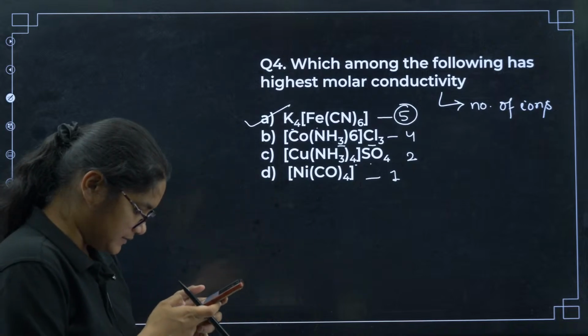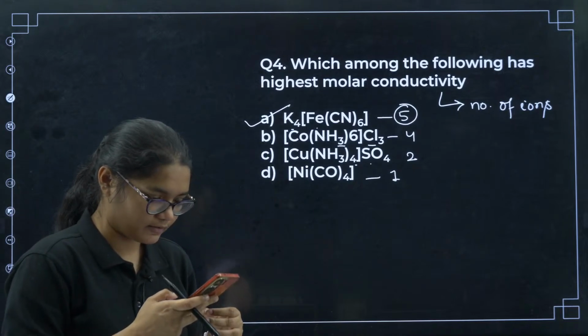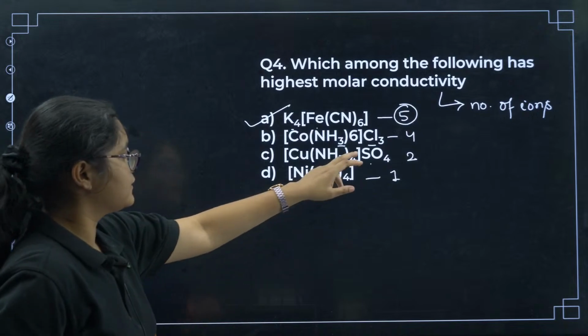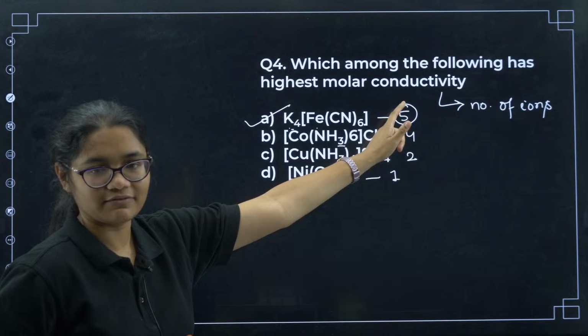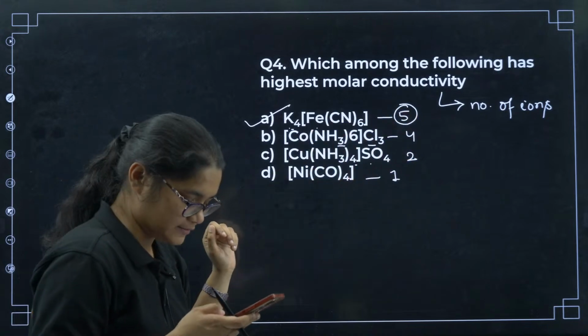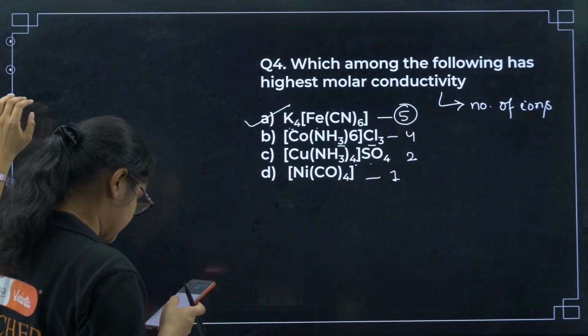Pradeep, Mr. Artist, Hind, Nitin, all of you have given wrong answer here. See, the number of ions you have to check. Here 4 potassium and 1 complex, so 5 ions are produced. So it has to be option number A. I hope this is clear.